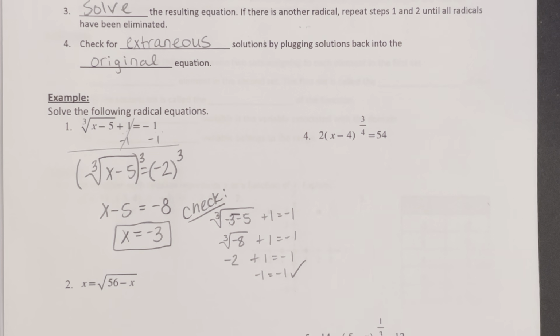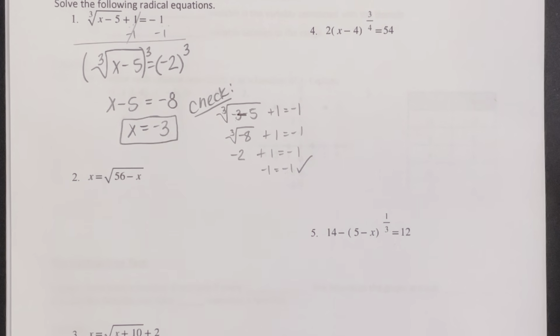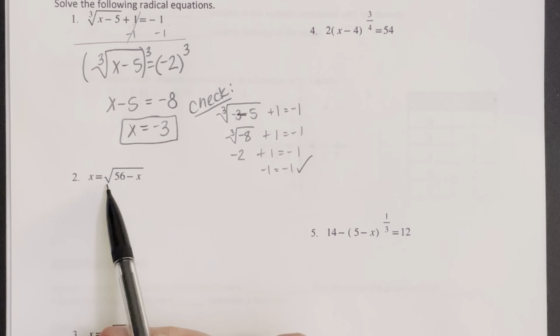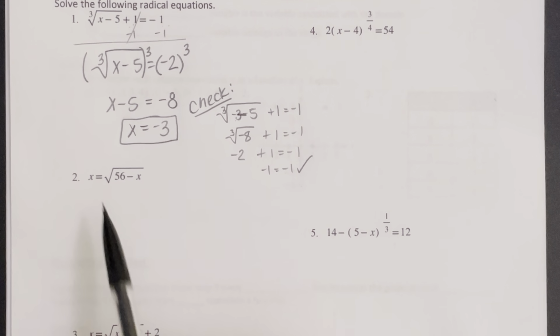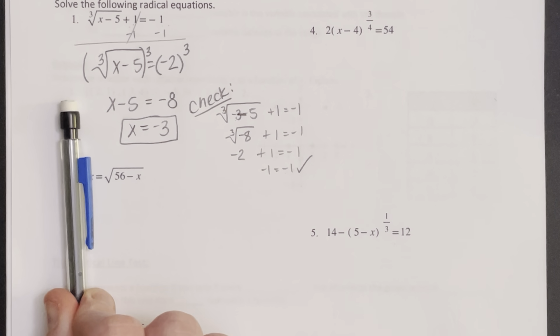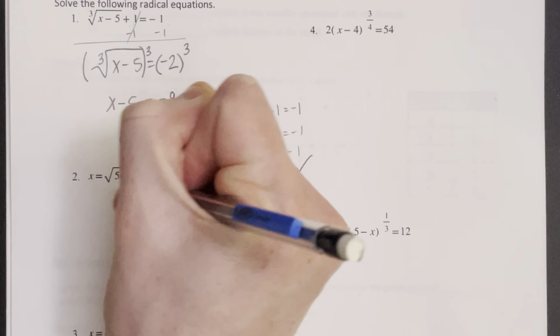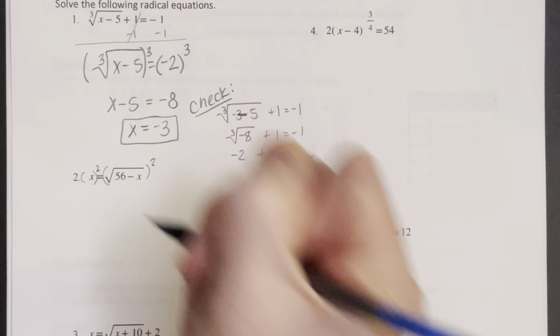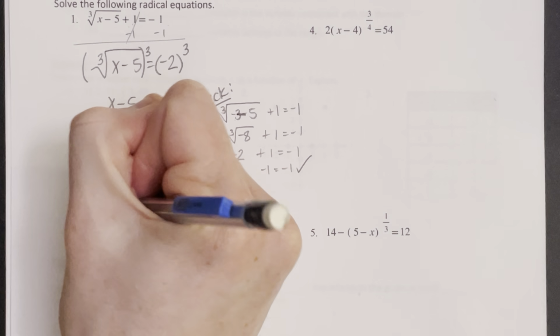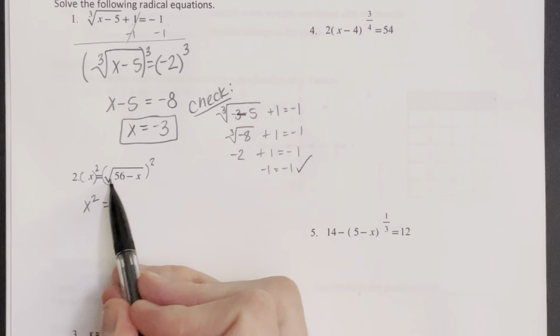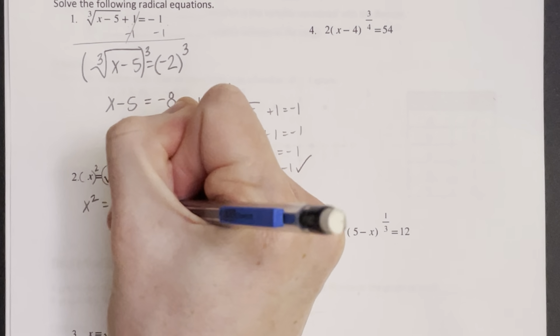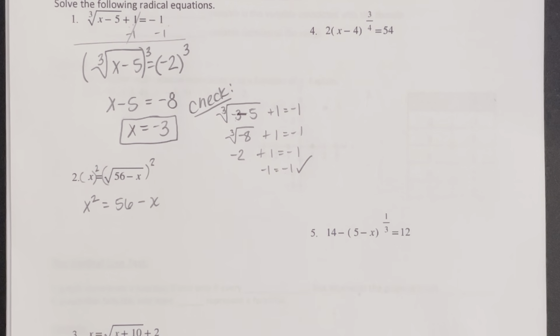All right, let's look at number 2. X equals the square root of 56 minus x. The square root, or the radical, is already isolated. It's by itself. If I look at the right side of the equation, there's nothing else there. It's just the square root. So we want to undo that square root by squaring both sides. All right, so x squared is going to be on the left side. The square and the square root cancel out. They're going to give me 56 minus x on the right.